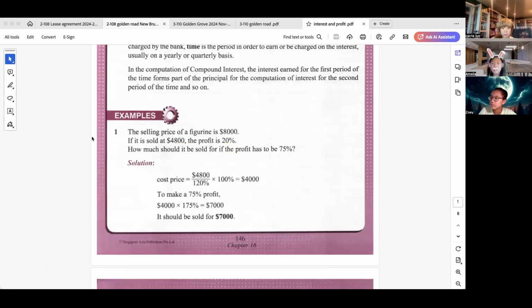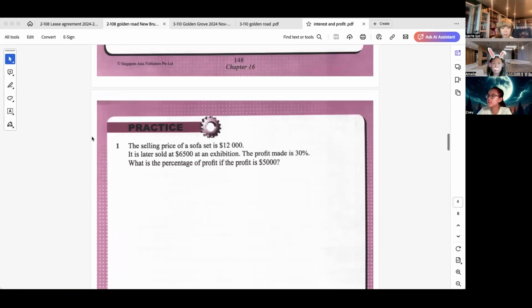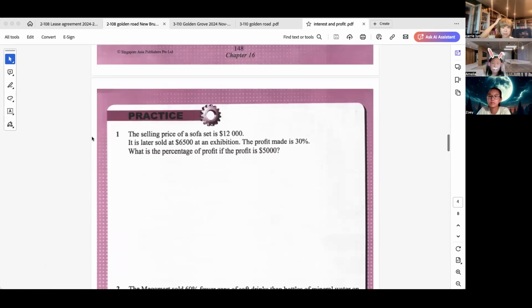Okay, so let's move forward to this question. The selling price of a sofa set is 12,000. It is later sold at 6,500 at an exhibition. At the exhibition, the profit made is 30%. What is the percentage of profit if the profit is 5,000? Exactly, same question like earlier. So now your turn, and when you finish, send me your answer by chat.